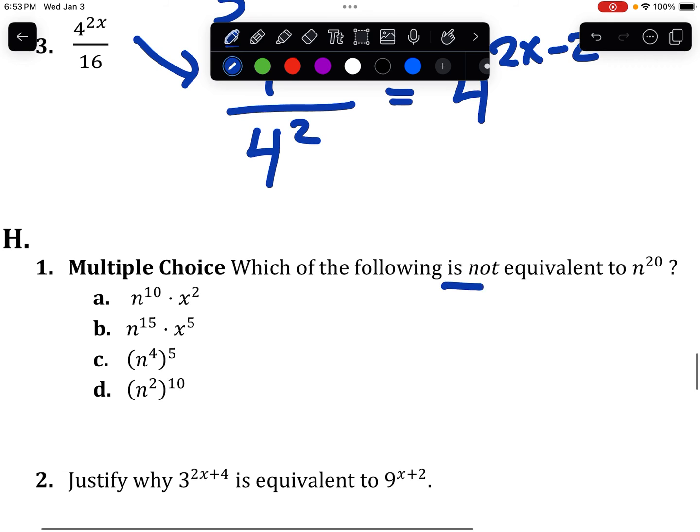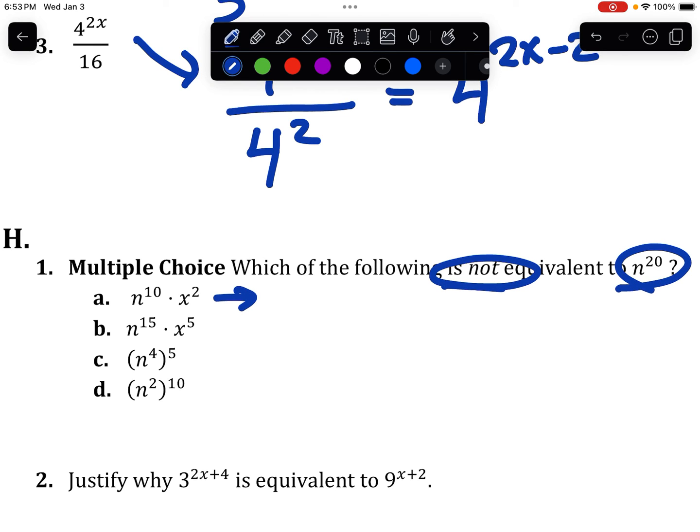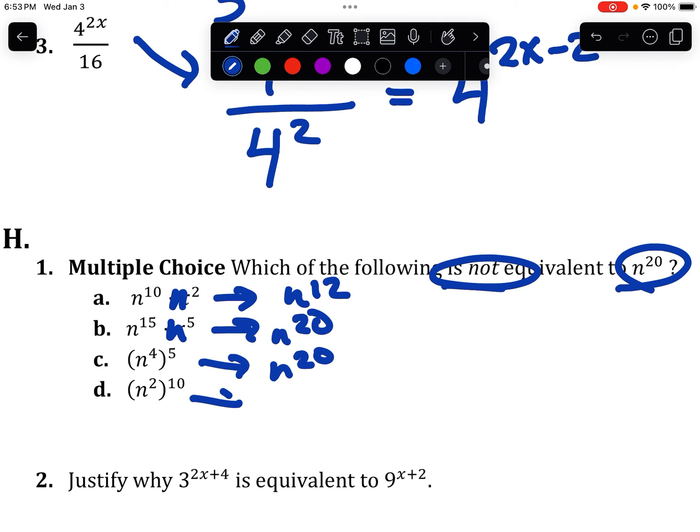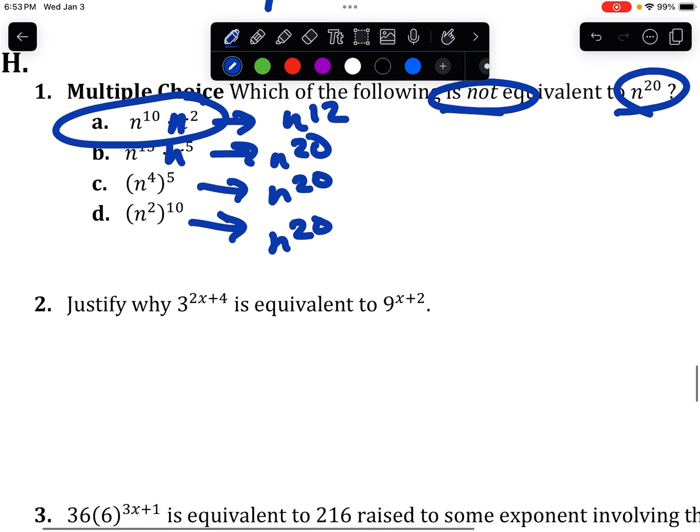Just do a couple more examples here. Which one's not equivalent to n to the 20th? Well, let's go through each one here. Oh, these should be n's. A little typo there. We'll fix that later. This one should be n to the 12th. This one would be n to the 20th. This one would be n to the 20th, power rule. This one's n to the 20th. So it should be the first one if you just ignore that typo where the x's were. That one's not equivalent because it's 12.